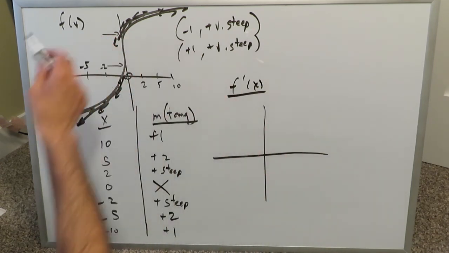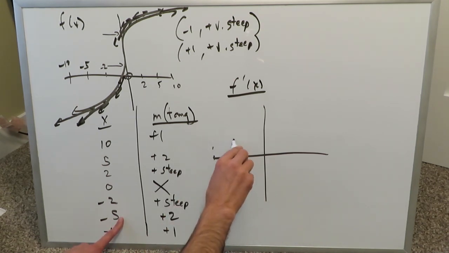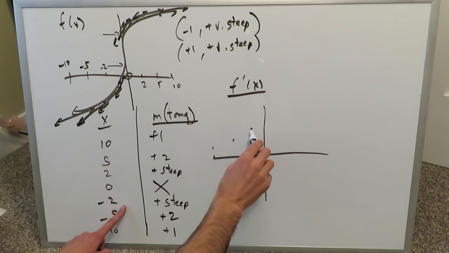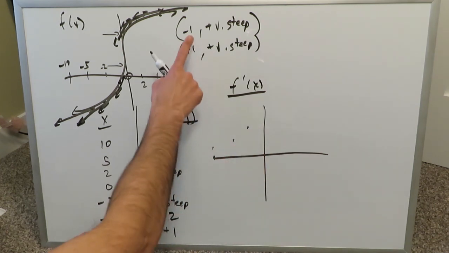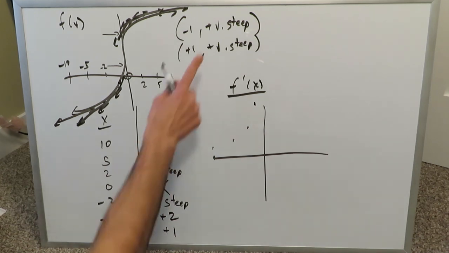Now that we have this table of values, let's do our graph of the derivative function, the derivative of the function. Let's come over here. At minus 10, we have a plus 1 right over here. At minus 5, we're relatively coming up. At minus 2, we're shooting up some more. At minus 1, we've shot up quite a bit because it was very steep.